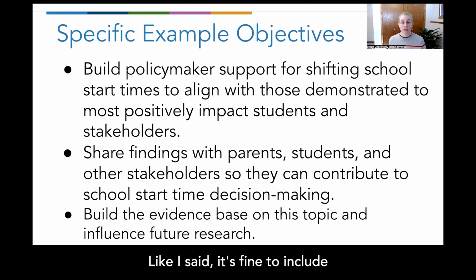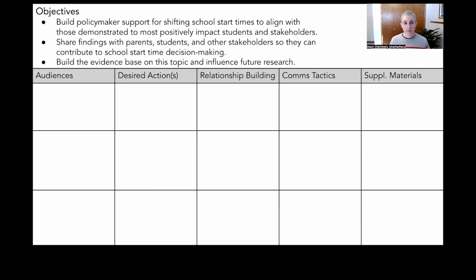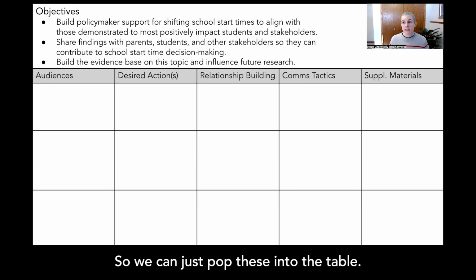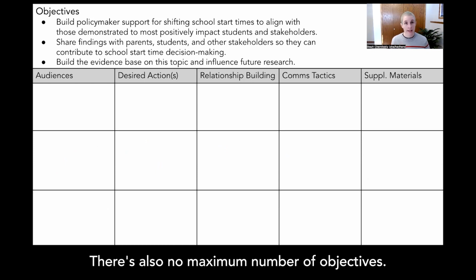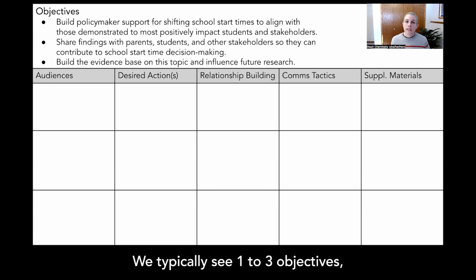Like I said, it's fine to include something like that. It just shouldn't be the only objective if you are completing your full proposal for Evidence for Action. So we can just pop these into the table. If you are applying to E4A, I have 3 here, but there's no minimum number of objectives. There's also no maximum number of objectives. We typically see 1 to 3 objectives, but it's really up to you. For folks who aren't applying to E4A, again, it's as many as you like and whichever ones you like. So great. So we have our 3 objectives in the table and we'll move on to the next component.